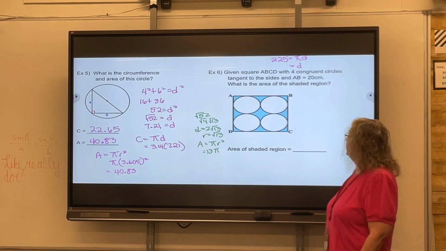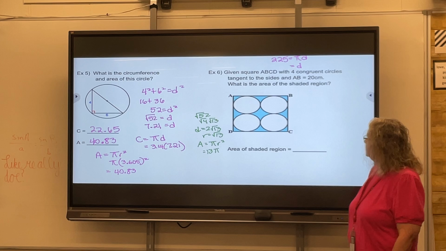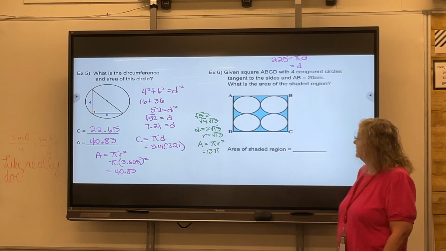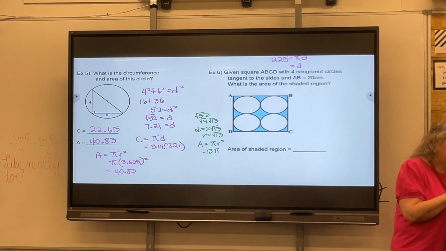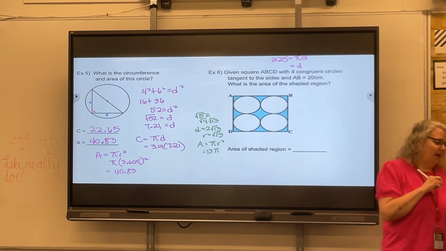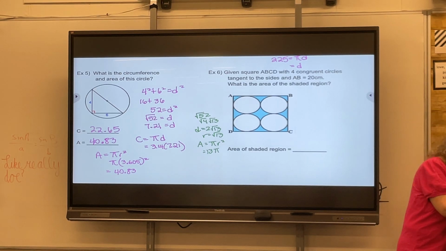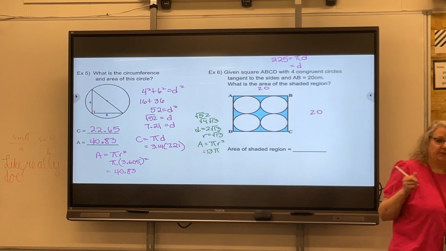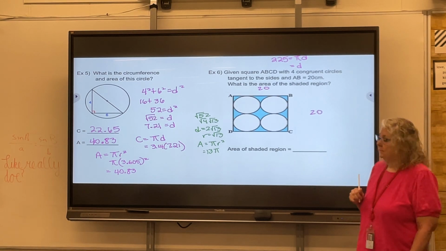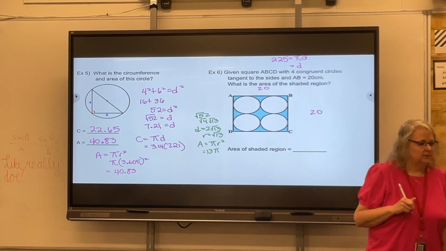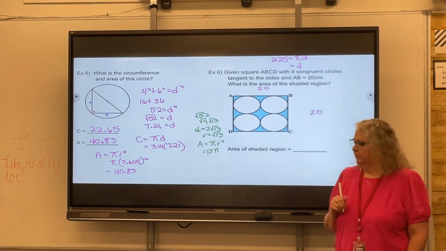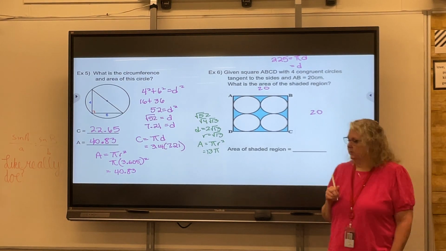Nice one that looks very similar to what we've just finished. Given square ABCD with 4 congruent circles that are tangent to the sides, that just means it's touching them. And if AB is 20, that means BC is 20. Means all the sides are 20. Can you kind of see your shaded region?